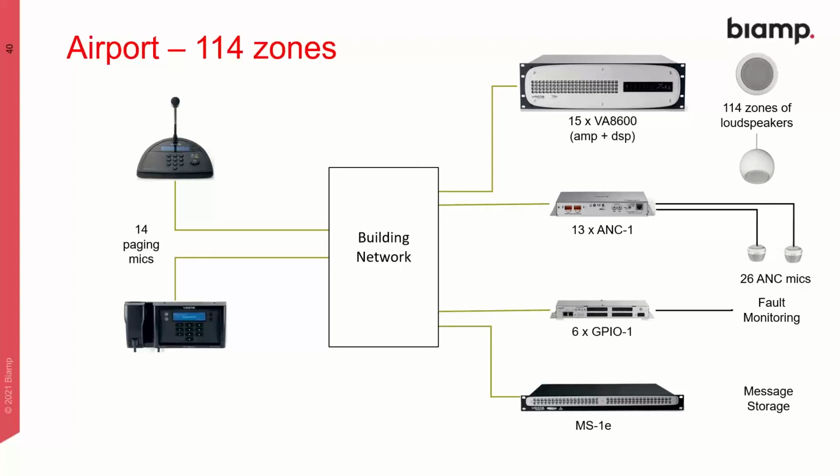And they are all connected directly to the building network infrastructure. Then I also have 15, yes, 15 of these amplifiers, VA8600, which have an amplifier and DSP. So that's where all of the heavy lifting in terms of processing is done, plus the amplification to the 114 zones of loudspeakers in this case. Then separately, we have 13 ANC processors plus 26 ANC microphones to give ambient noise compensation for these different zones of loudspeakers. Then we have fault monitoring, which is handled by 6 GPIO interfaces.